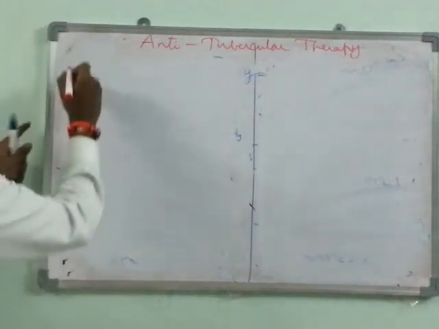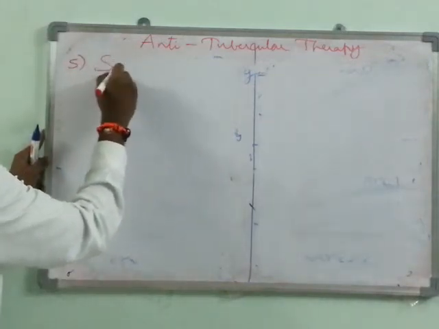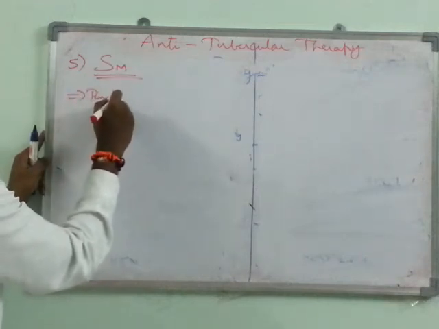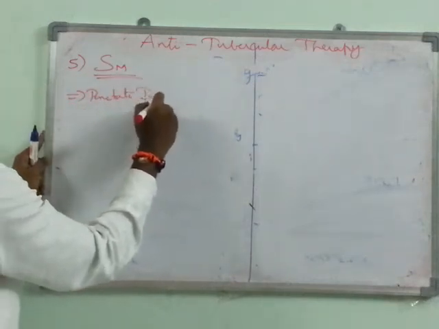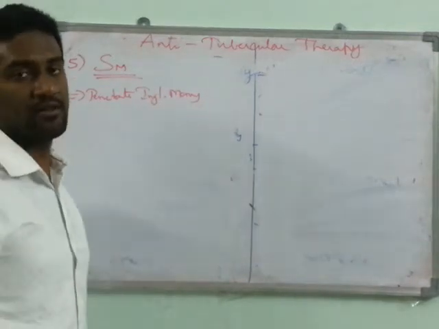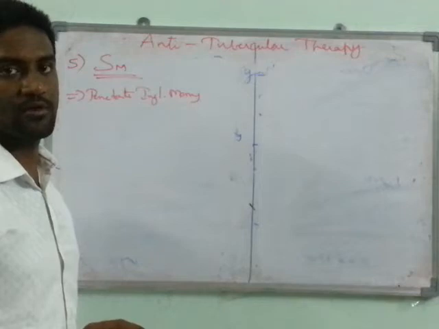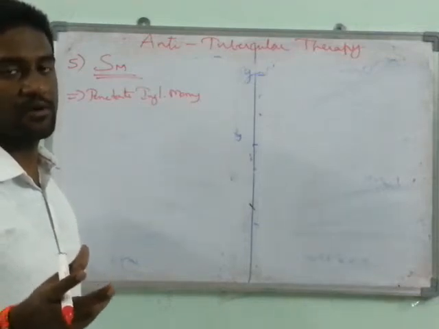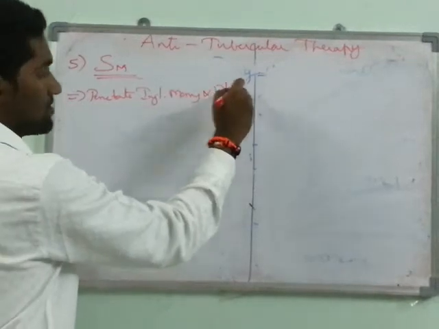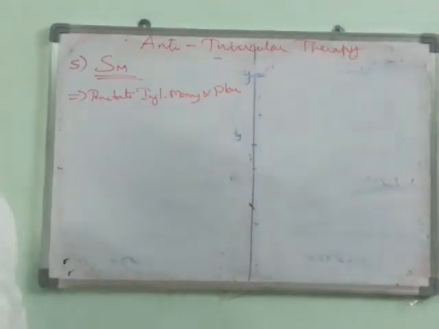Coming to next drug, streptomycin. It can penetrate inflamed meninges and pleura. Remember, pyrazinamide can very well penetrate the meninges and pleura, but for streptomycin to penetrate, it requires inflamed meninges and pleura. So that's why it is very helpful in meningitis cases.